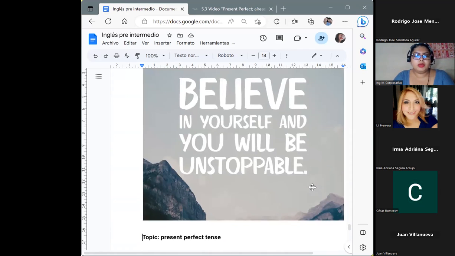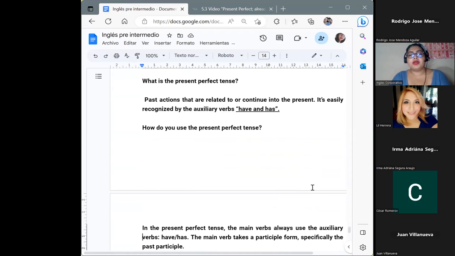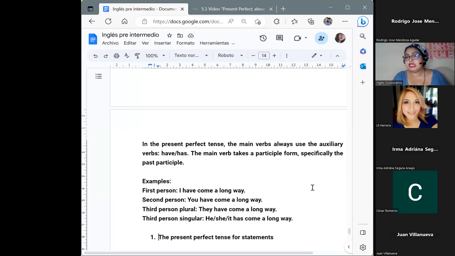So in this case, we have here the topic that is the present perfect tense, in which we were saying that it is related to past actions that continue in the present. And you know that the most important thing here is the use of the auxiliary have and has. Then we have the next question. How do you use the present perfect tense? In this case, we're going to use it with the auxiliary verbs. The main verb takes a participle form, specifically the past participle.